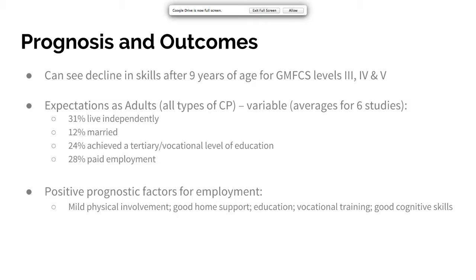As you can see here, 31% live independently, 12% are married, 24% achieved a tertiary vocational level of education, and more than a quarter of them achieved a paying job. There are some characteristics that can make it more likely for a person with cerebral palsy to have a job. Those include mild physical involvement, good home support, education, vocational training, and good cognitive skills. All these factors are reminders that we need to aim high for these children who have cerebral palsy. Their disability should not limit them from achieving their dreams.